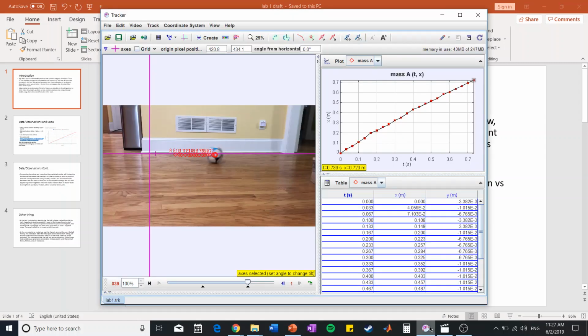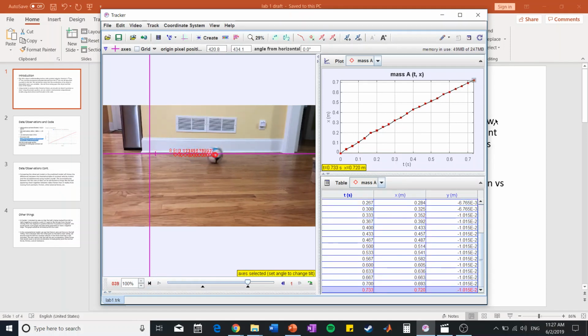So to start, in my Tracker model, I track my soccer ball moving from the left side of my screen to the right side of my screen. The axes that I chose make it so that the soccer ball is moving from the negative x-axis to the positive x-axis. I will play the video now. So this is what it looks like.